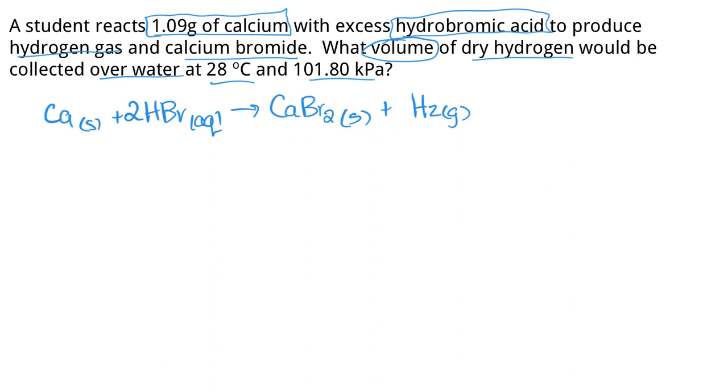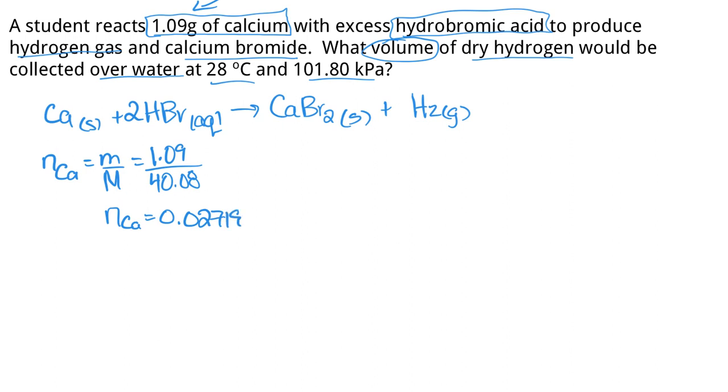So step 1's done. Now we need to take our given and convert it into moles if needed. So we're given 1.09 grams of calcium. So we can figure out the number of moles of calcium by taking the mass and dividing it by the molar mass. So we have 1.09 grams, and the molar mass of calcium, if we look that up, is 40.08 grams per mole. So the number of moles of calcium that we have is 0.02719. I like to keep about 4 non-zero decimal places just to make sure we don't get any rounding errors, but that is the moles of calcium.